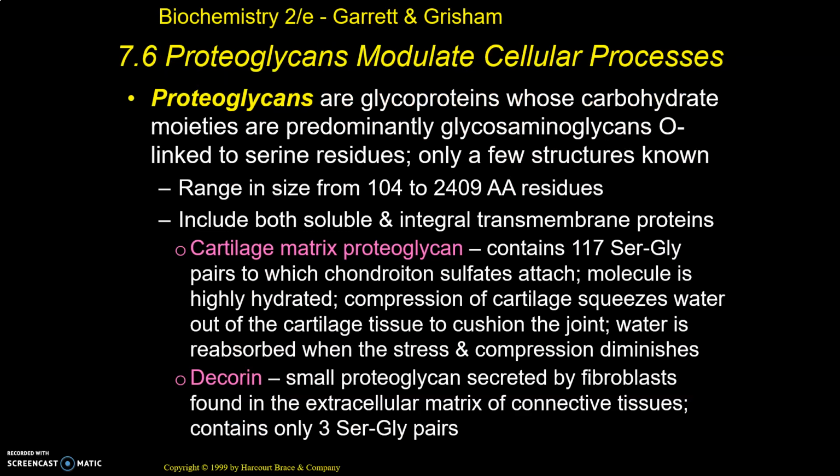So we've talked about glycoproteins. We know that a glycoprotein is a protein carb hybrid. It's a protein with carb on it. So then what is a proteoglycan? Because that's sort of the next big thing we need to talk about here. And what a proteoglycan is, it is a glycoprotein, right? But it's a glycoprotein whose carb functional group, whose carb residues are predominantly one thing. They're predominantly glycosaminoglycans that are O-linked to the serine residues.